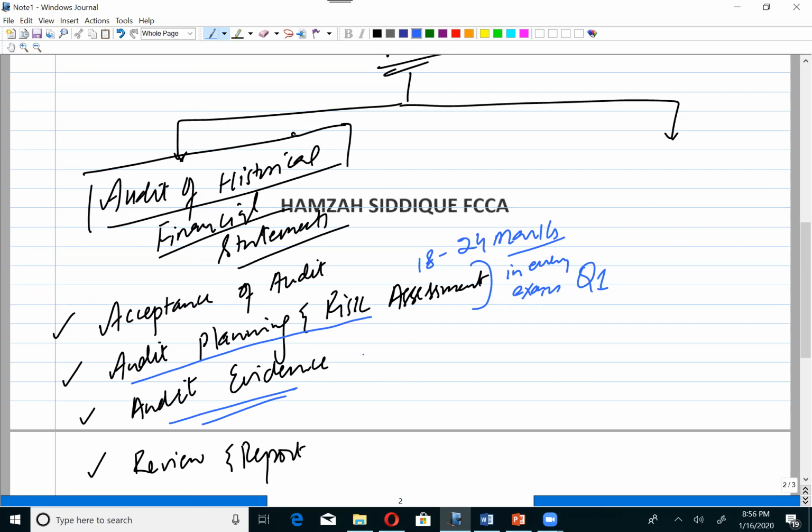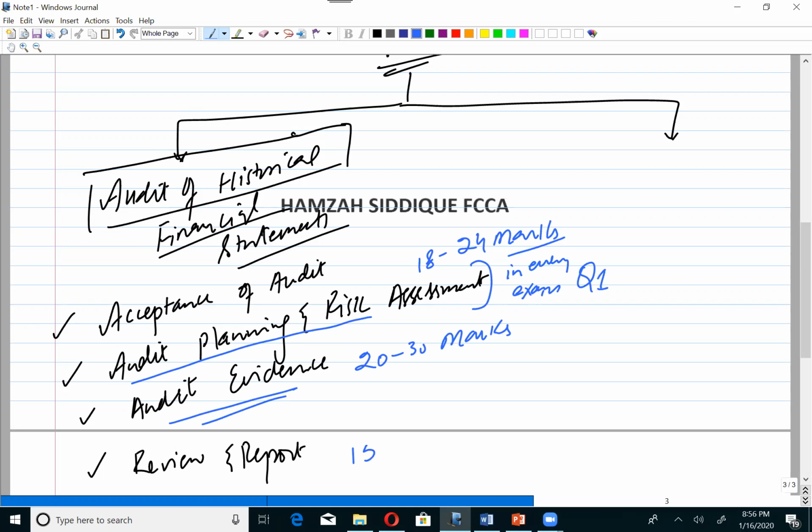And you will find it again at around 20 to 30 marks in every paper. Audit report is tested for around 15 marks. Review and report. Now, let us come to the remaining syllabus.